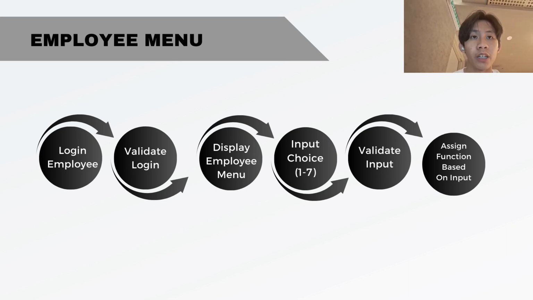If the login is successful, a menu with options 1 until 7 is displayed. The fourth is the input choice, either 1 until 7. The user selects an option from the menu. So the fifth is validate input. The system checks whether the selected input is valid or not. So the last but not least, assign function based on input. Depending on the validated choice, a specific function or task is executed.